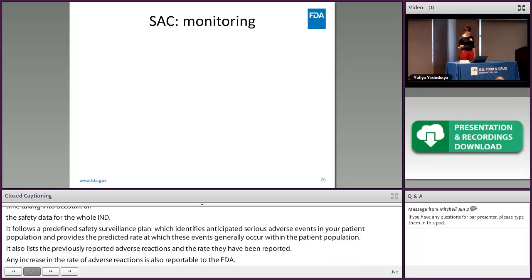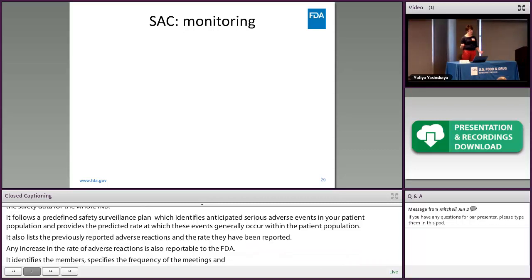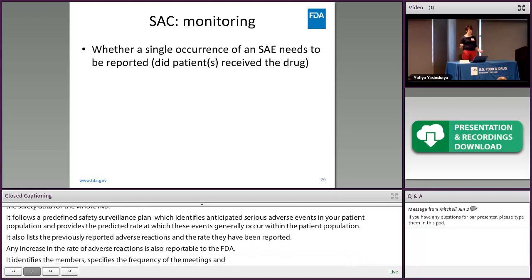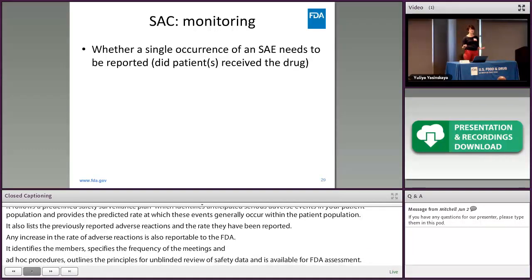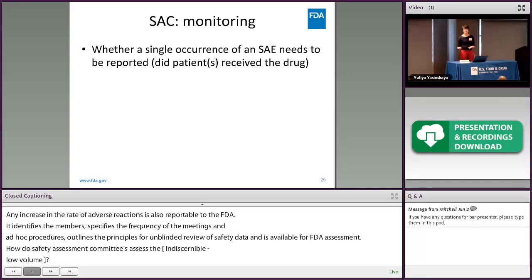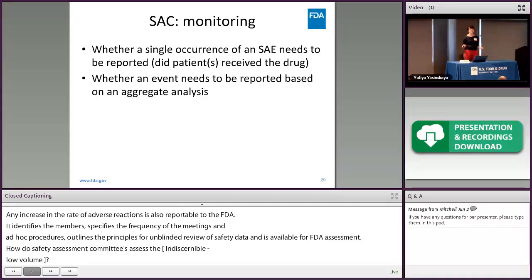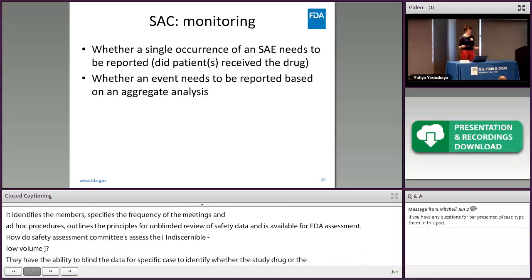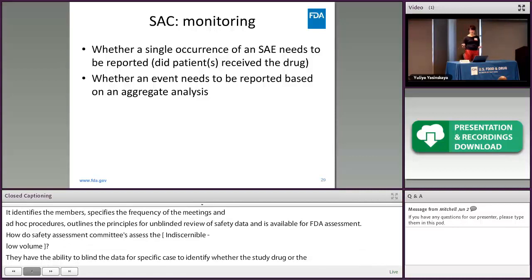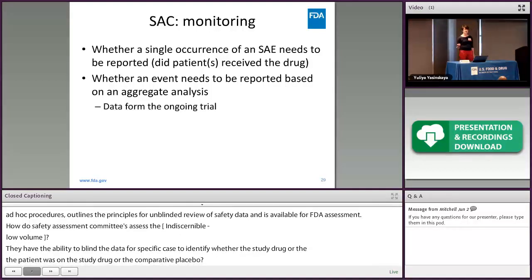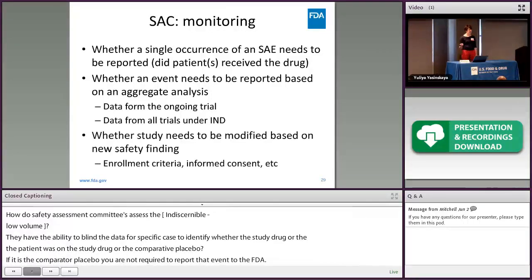So how do safety assessment committees assess adverse events? Well, they have the ability to unblind the data for a specific case to identify whether the patient was on the study drug or the comparator or placebo. Obviously, if it is on the comparator or placebo, you are not required to report that event to the FDA. They also determine whether the event needs to be reported based on aggregate analysis, so they do provide unblinded analysis of safety data from the ongoing trial, but also all the trials conducted under your IND.